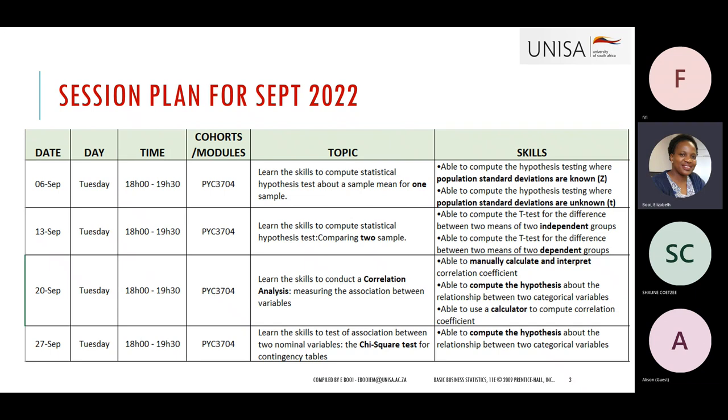Looking at the last two sessions that we are left with, we're going to look at correlation analysis next week, Tuesday the 20th. And then on the 7th of September, we're going to look at the chi-square test, and that will be it. We would have covered everything you need to know, technical skills. I would have shared everything I know to assist you in answering your questions and be ready to write your exam.